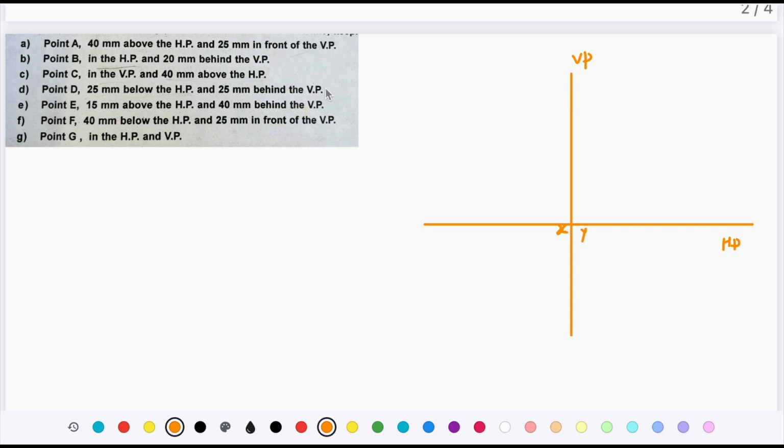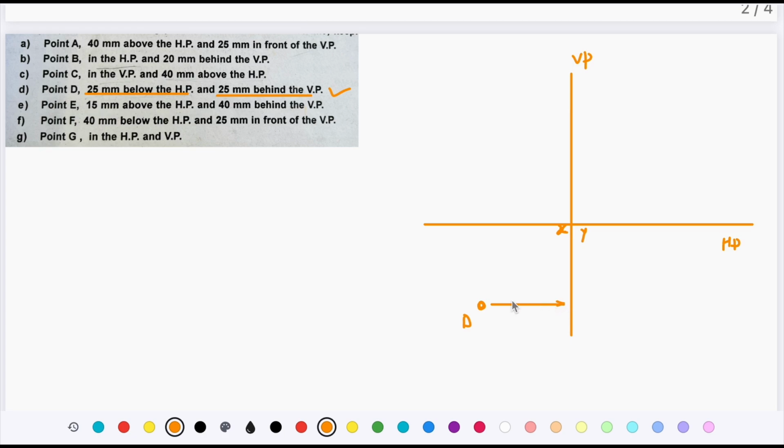Next point D, it is 25 below HP and 25 behind VP. So the point is located over here. This is point D.